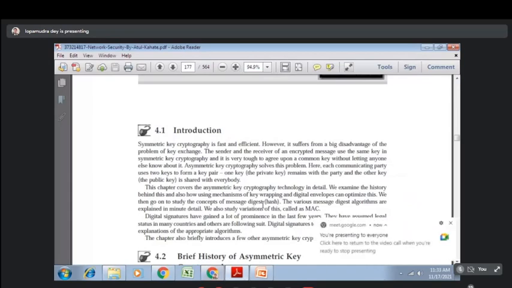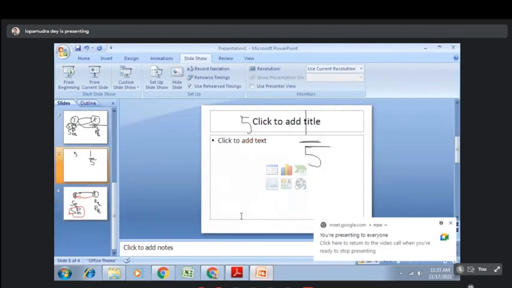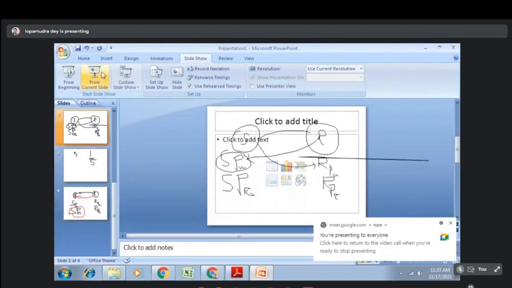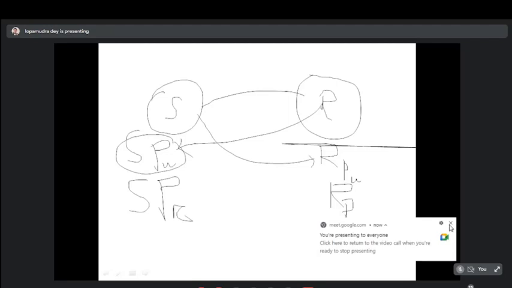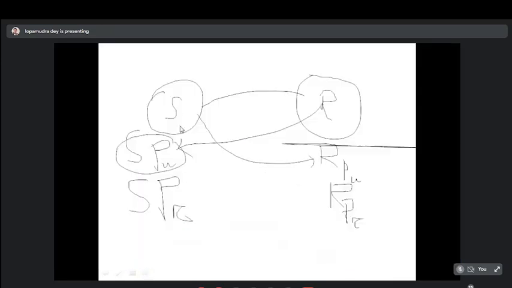Okay, so those who joined late, I want to just say three things. These three things are very important in case of symmetric key, asymmetric key cryptography. Today we are discussing asymmetric key cryptography. In asymmetric key cryptography, each individual will have two keys, one public key and one private key. Public key is used for encryption and private key is used for decryption.